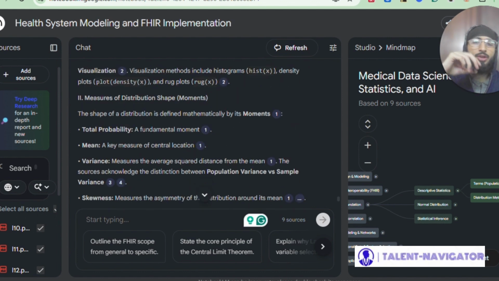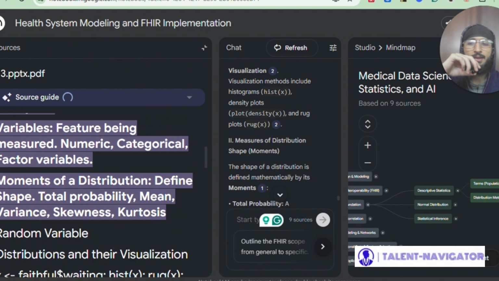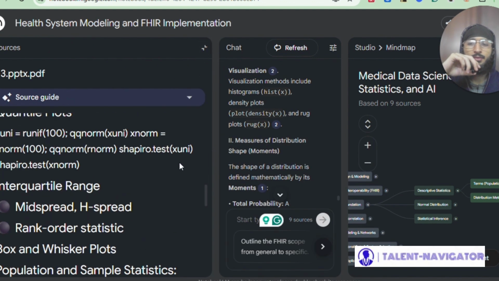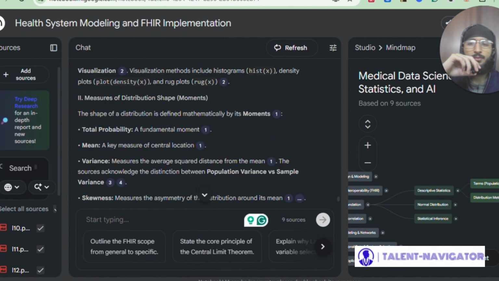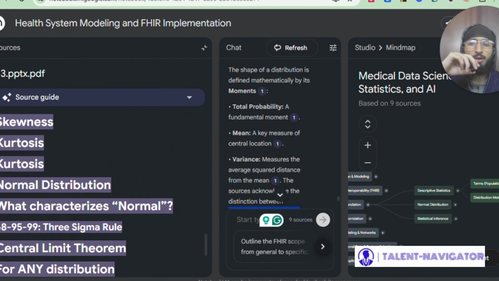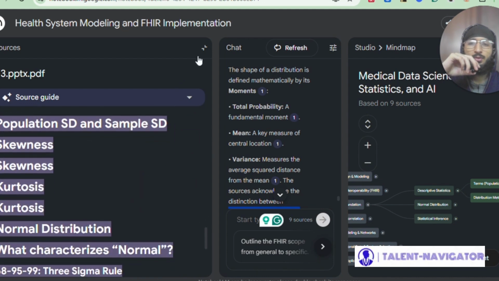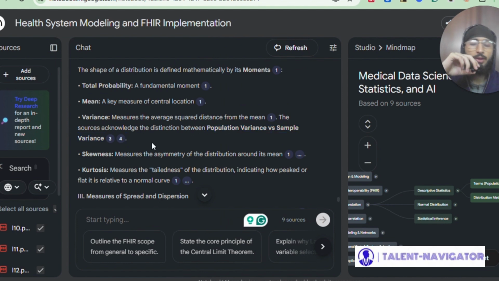Now, measures of distribution shape, moments. The shape of a distribution is defined mathematically by the moments. So basically we get the total probability, a fundamental moment, then the mean. Let us go through this. Then we have the mean, the key measure of central location. Then we have the variance, which measures the average squared distance from the mean. So we have population variance versus sample variance. Okay, let's go through that as well, which is not mentioned here, but we'll go through it in detail.